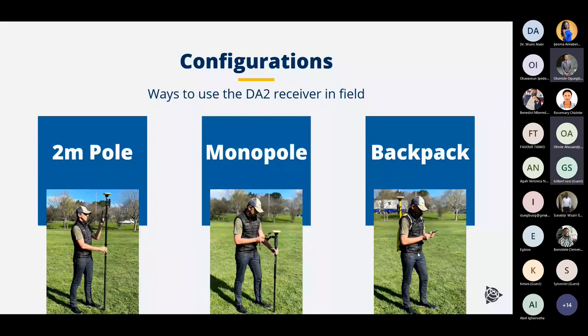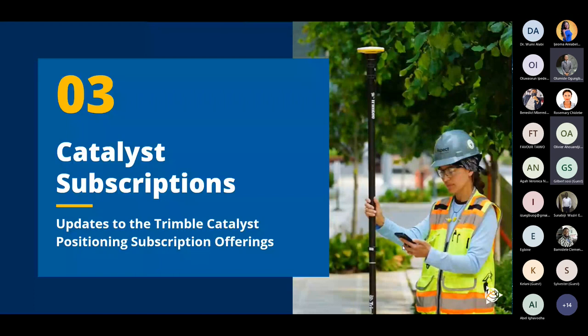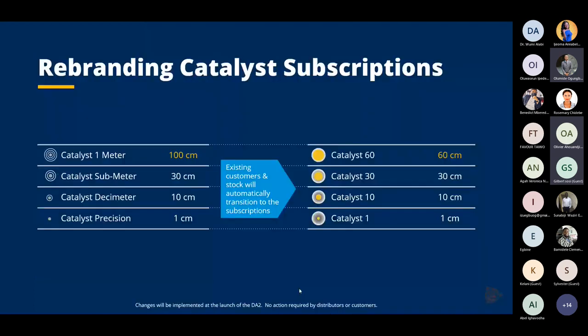I talked about the Catalyst subscription. We have also changed this in one way or another, just to give customers the flexibility of enjoying corrections depending on the nature of their work, and I'll mention this as well. These are the flavors that you get in terms of subscription. Remember, I said the antenna and the subscription now provide you a complete ecosystem to collect data depending on the accuracy that you need.